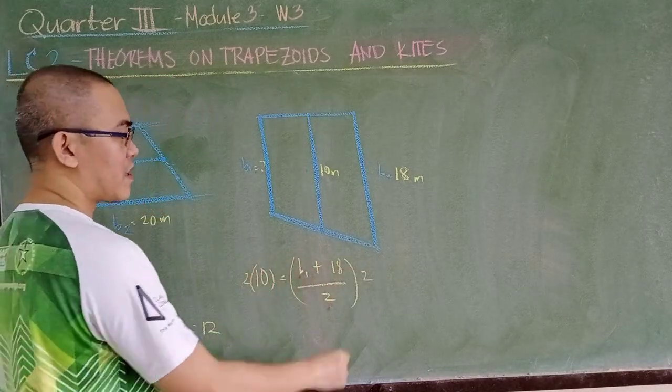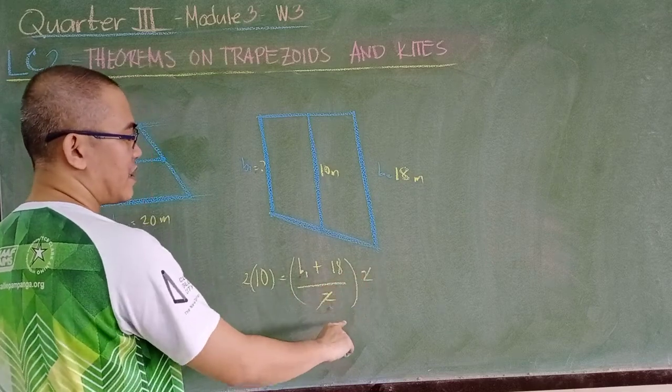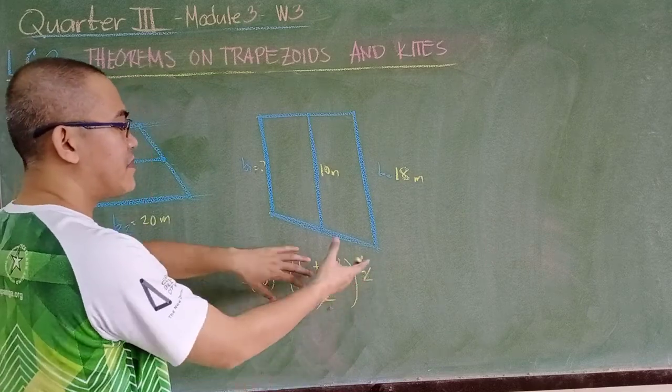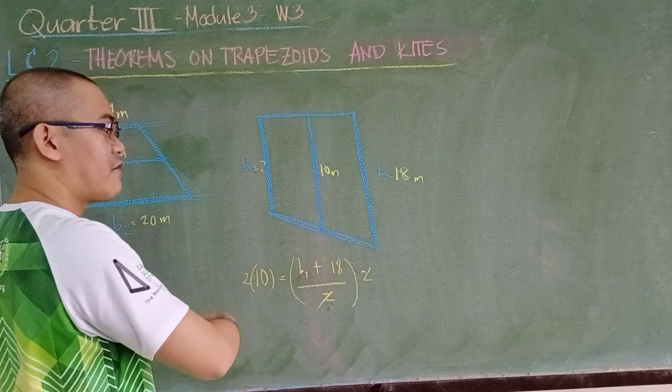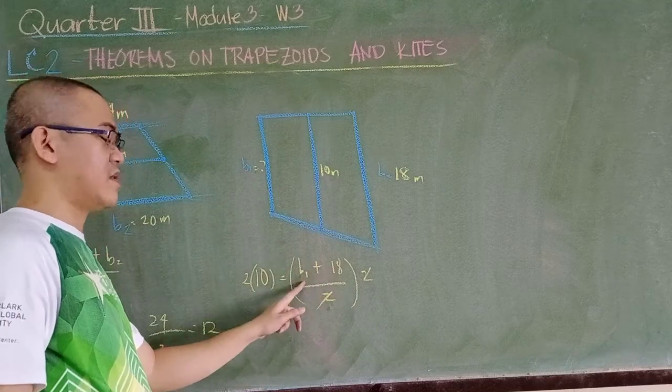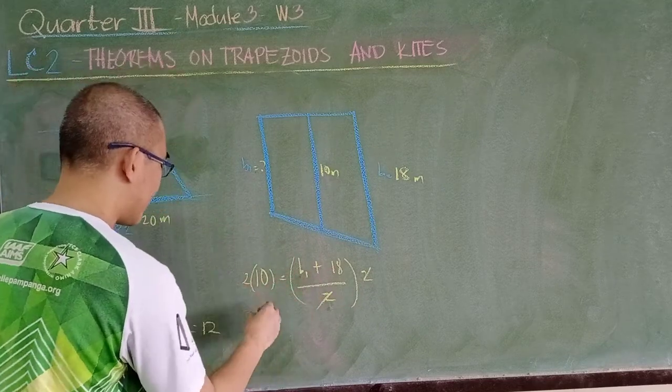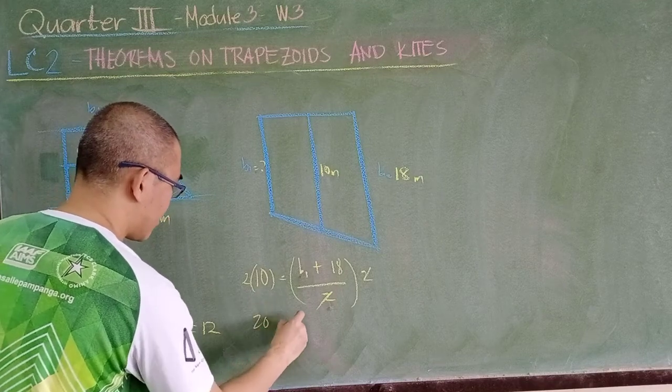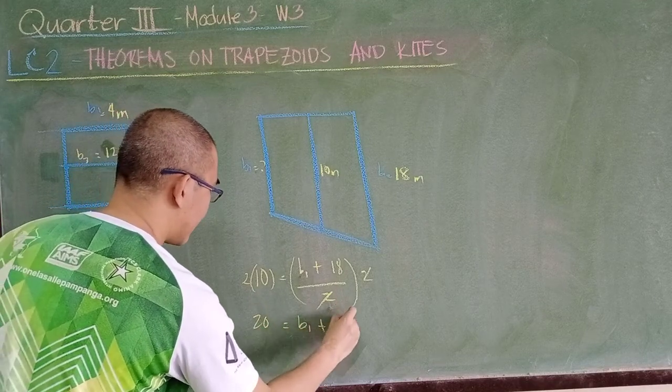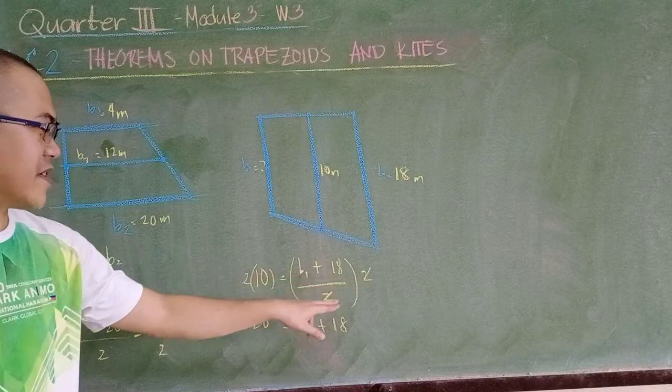Bakit by 2? Para makancel mo yung 2 dito sa ilalim. Kasi ang gusto natin mangyari, malipat lahat ng numbers dito sa left side. Ang maiwan lang dito yung B sub 1. So, mangyari, you have 20 is equal to B sub 1 plus 18. So, nakancel na yung 2.